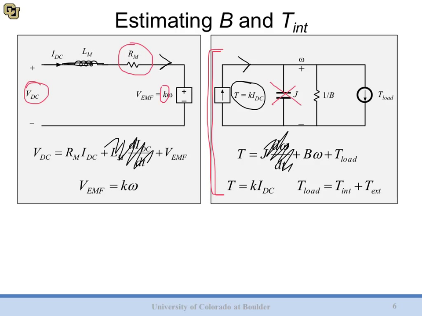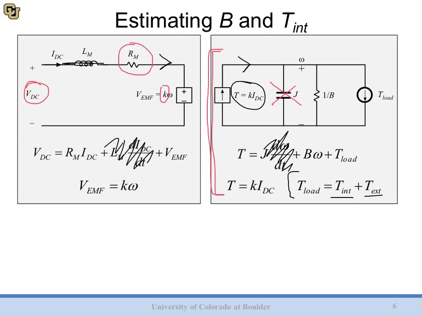Now we'd like to simplify things a little bit more, and you can see T load here equals the sum of just the internal torque, so that's whatever resistance the motor provides itself, how hard it is to just turn it without a load, and the external torque.